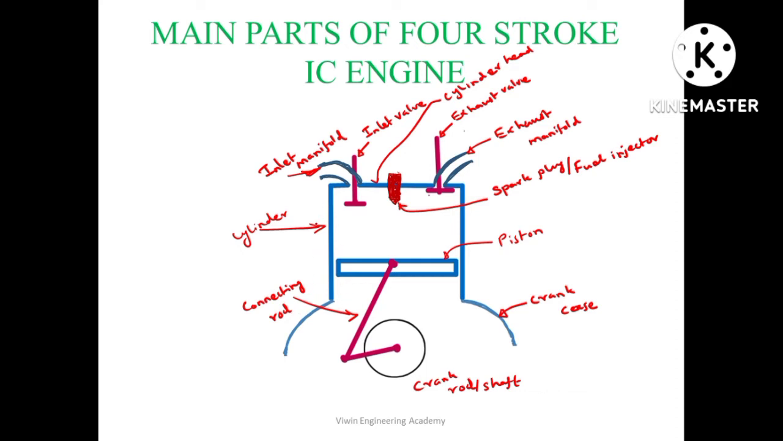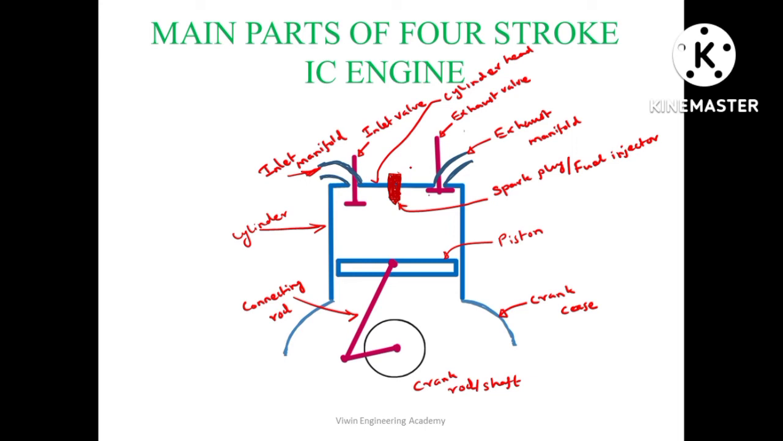Let me repeat once again. The basic part is the cylinder and piston arrangement. Then the piston is connected to a crankshaft through a connecting rod. The input gas is given through the inlet manifold, which is controlled by the inlet valve, and the exhaust gas is controlled by the exhaust valve and passed through the exhaust manifold. If it is a petrol engine, this part will be a spark plug. If it is a diesel engine, this part will be a fuel injector. So these are the main parts of an IC engine.